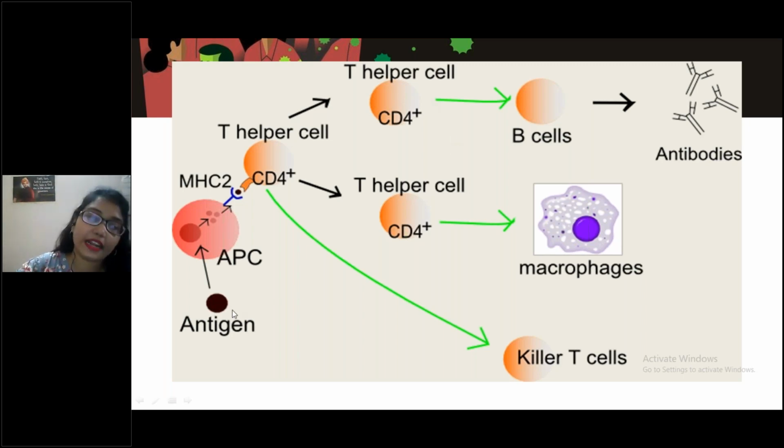So basically when the antigen arrives, the T cell doesn't know. So it has to be presented by an antigen presenting cell, and once it has been presented and the T helper cell has recognized that a particular foreign material or an antigen has arrived, it will go and tell about that to all other cells. So that is why it plays a key role in our immunity.